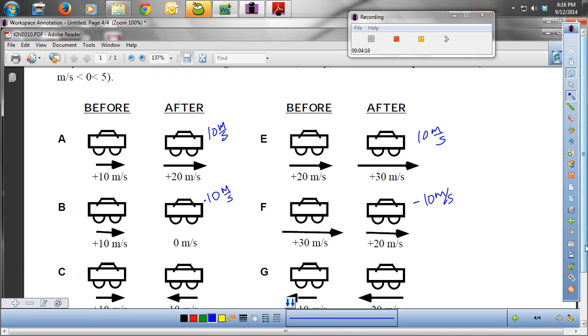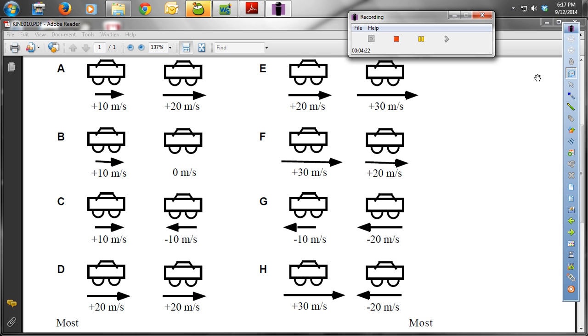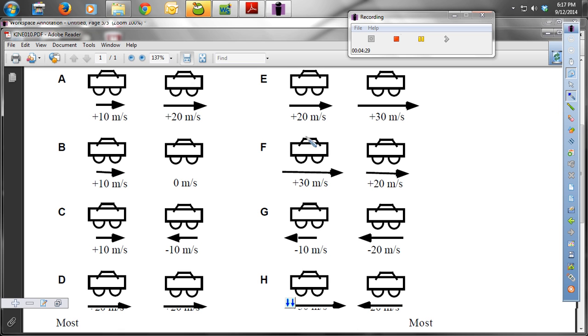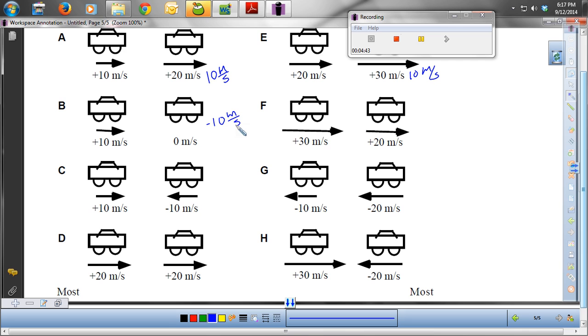Let's see if we can look at the last of these. Not very well, so hang on a minute. Alright, so it looks like I have to do them again. No big deal. Oops, still can't see H. Hang on. Alright, so 10, 10, negative 10, negative 10.